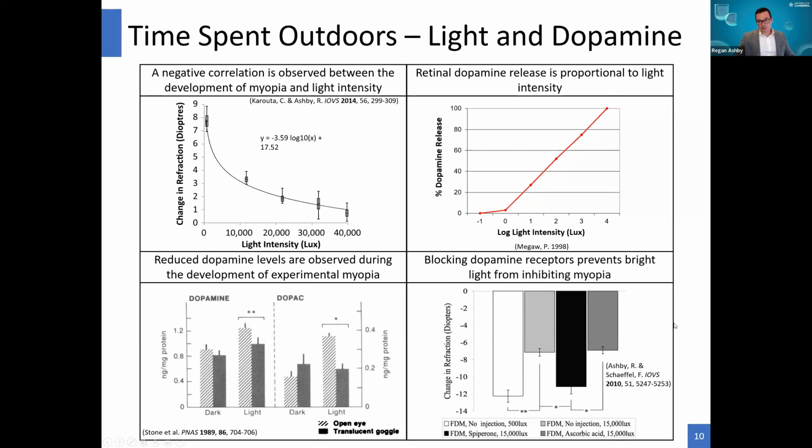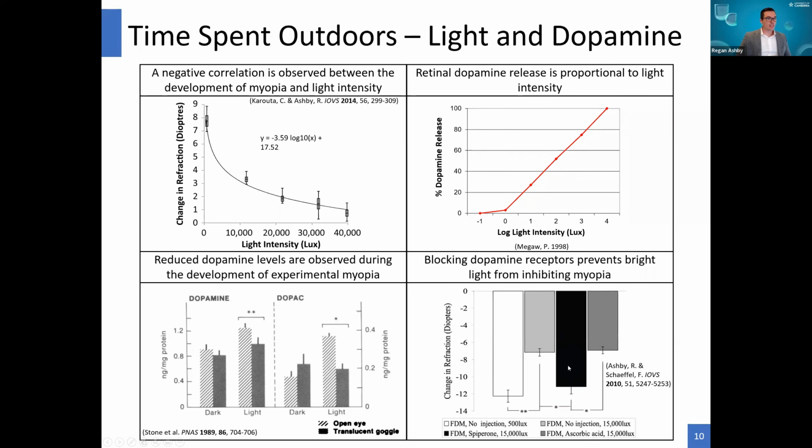Most importantly, data generated by our laboratory has shown that dopamine clearly drives this light protection that I showed in the very first figure. So what you see here in the white bar is the amount of myopia that develops under just normal low light conditions in a normal animal facility. You can see that if we then put the animal under bright light, this case, it's only about 15,000 lux, you can see that significant inhibition in the amount of myopia that develops.